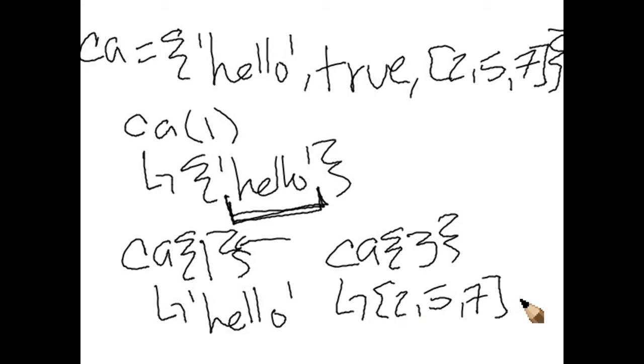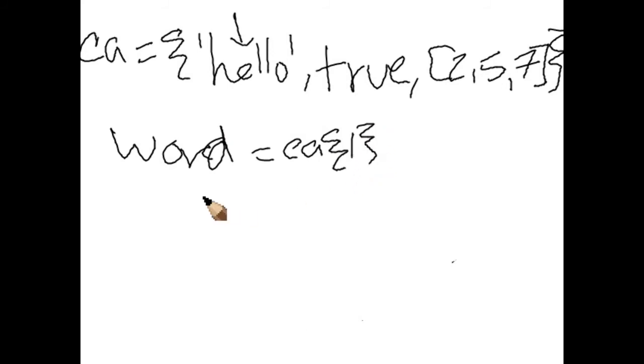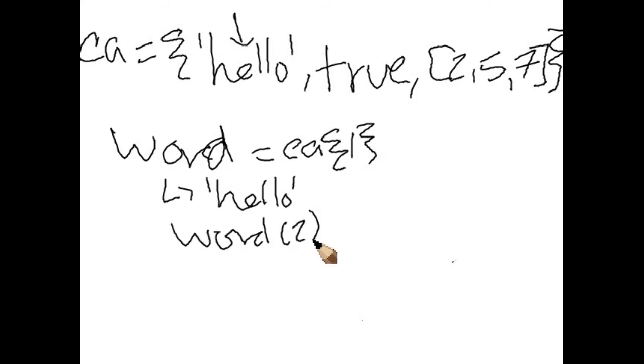But what if we wanted to go even deeper than that? What if we wanted to get the E out of hello? So we know that by indexing cell array crack hands 1, that will give us the word hello. So let's go ahead and save that. Let's save the word hello in a variable called word. So we know that this will return the string hello. And so I could just index word at position 2, and that would return the letter E.